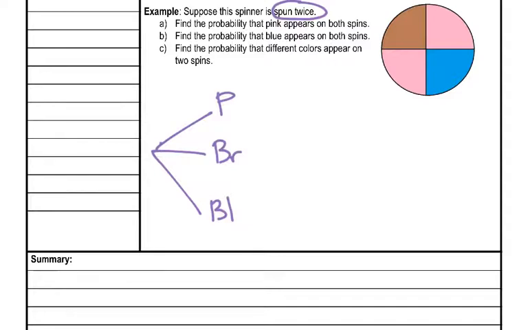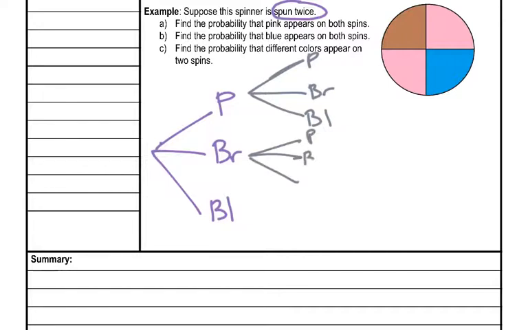From there, we have 3 more options. So it could go pink and then pink. It could go pink and then brown, or pink and then blue. So all three of these will have the same 3 branches on the end. And this almost always happens, that you have one branch and then the second set is just the same thing repeated. That's almost always the case. So from here, let's fill out our probabilities.